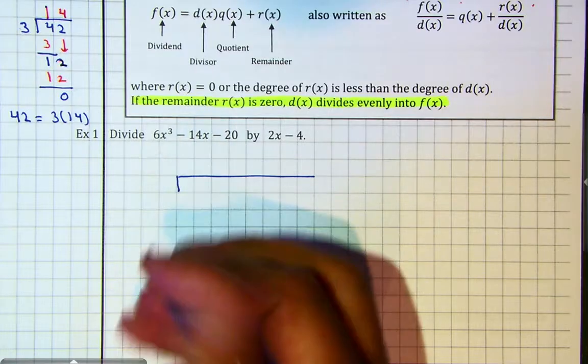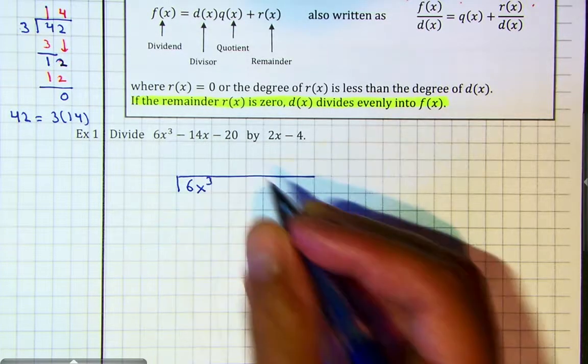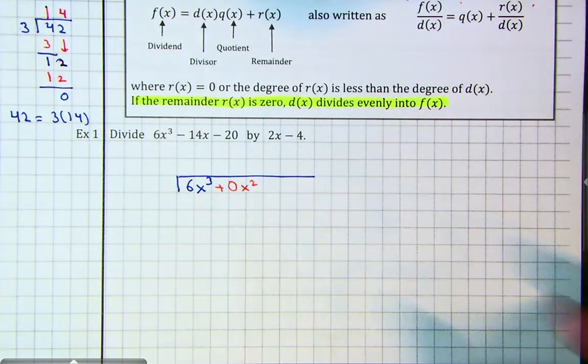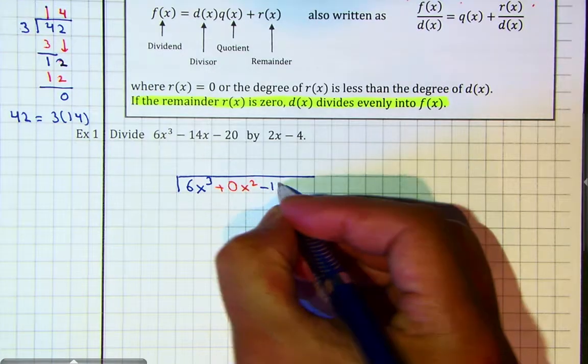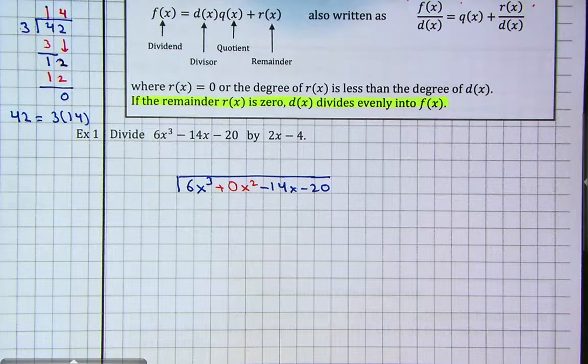So we're going to write a placeholder in here. We have x to the third, we don't have x squared, so we need to make sure that we place x squared, minus 14x, minus 20. And the divisor is 2x minus 4.